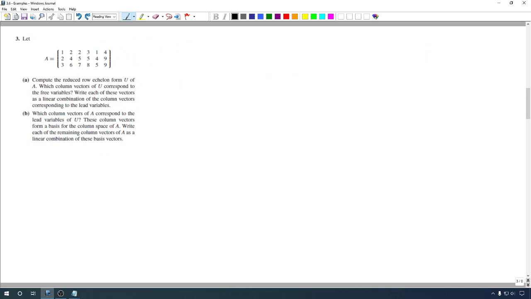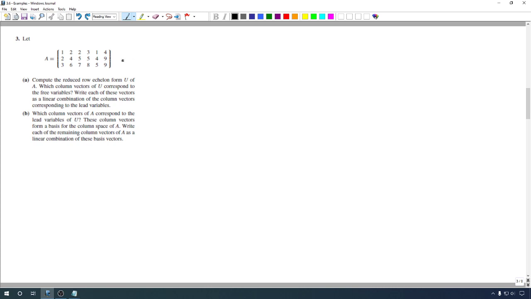Next up is a problem from the book. We're going to work out problem 3 from the exercises in this section. So they give us a matrix A. This is a 3 by 6 matrix, and they have multiple parts to this. The first thing they want us to do is compute the reduced row echelon form matrix U from this matrix A. So very similar to what we just did, but with a different example.